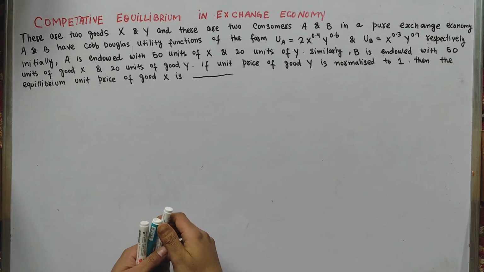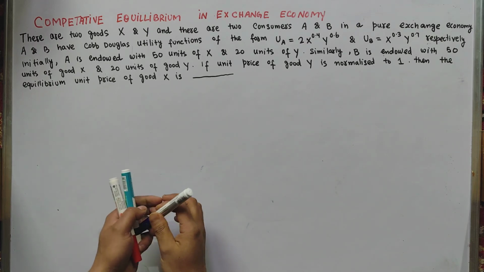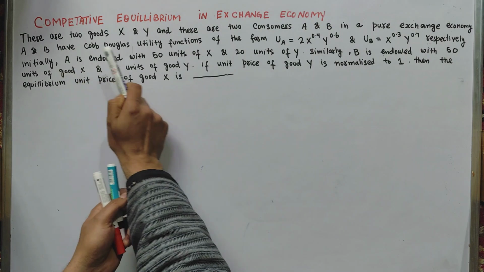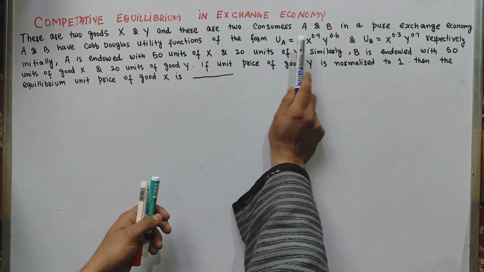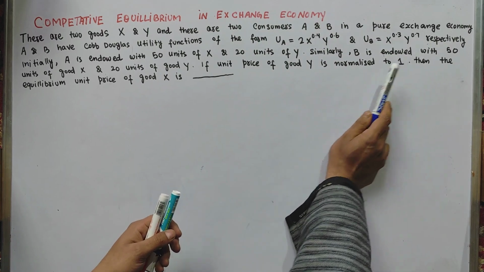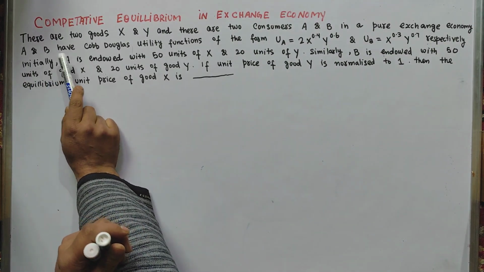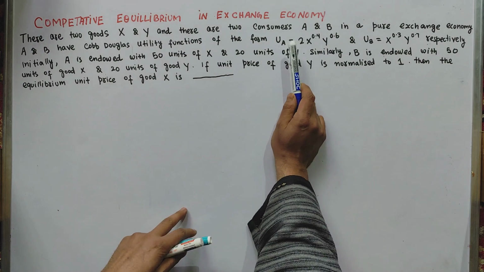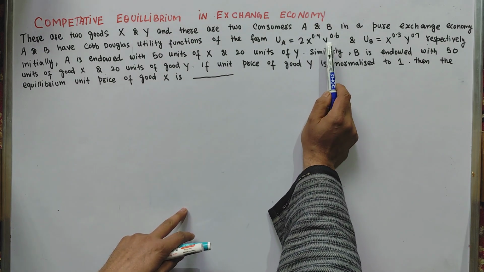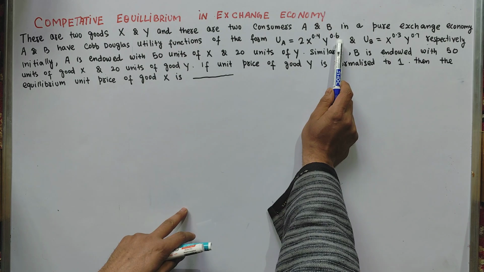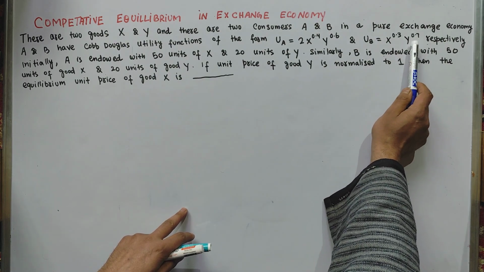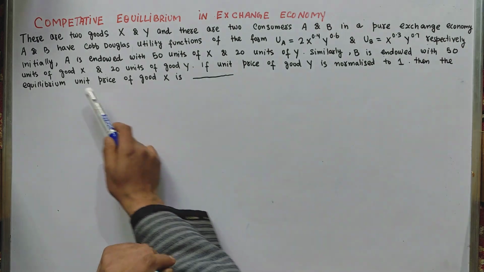In this video, we will solve a problem on competitive equilibrium in an exchange economy. The question is: there are two goods X and Y and two consumers A and B in a pure exchange economy. Consumers A and B have Cobb-Douglas utility functions. The utility function of person A is 2x raised to the power 0.4 times y raised to the power 0.6, and the utility function of consumer B is x raised to the power 0.3 times y raised to the power 0.7, respectively.